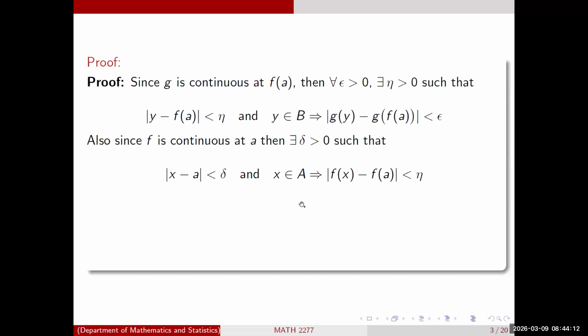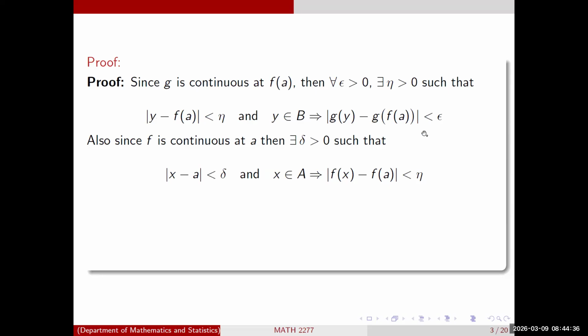Okay, so we write the definition of continuity for both of them, and now we're just going to link them together. So what is the link between this? Well, I have an eta in the definition of continuity for g. I have an eta here. I also have an eta here for the definition of continuity of f.